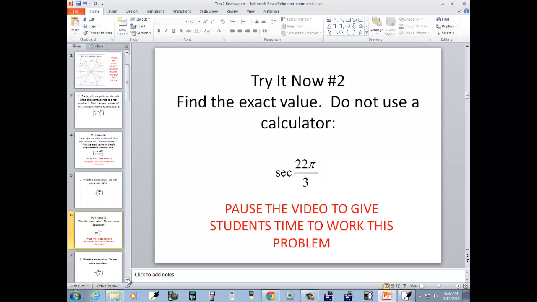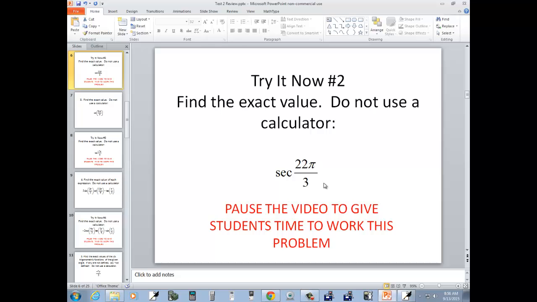Now this is a second try it now problem. So same instructions, and we got secant 22 pi over 3. Go ahead and pause the video at this point and give the students some time to work this problem out. And then once they get done working it, go ahead and unpause the video, and they'll be able to see the solution.